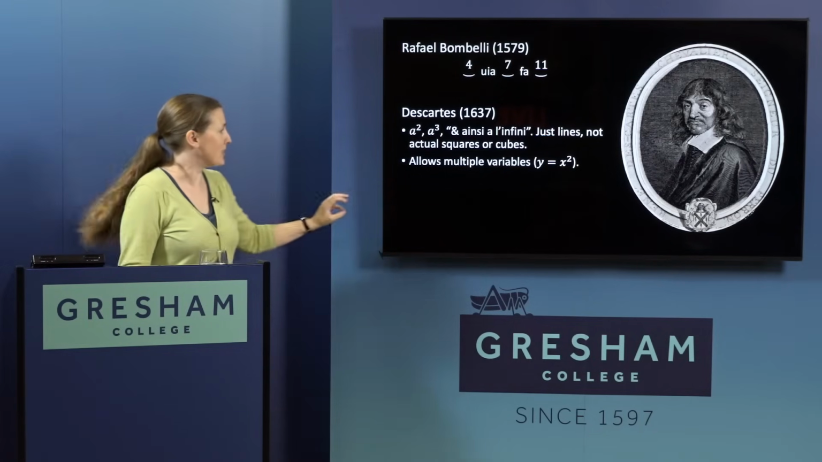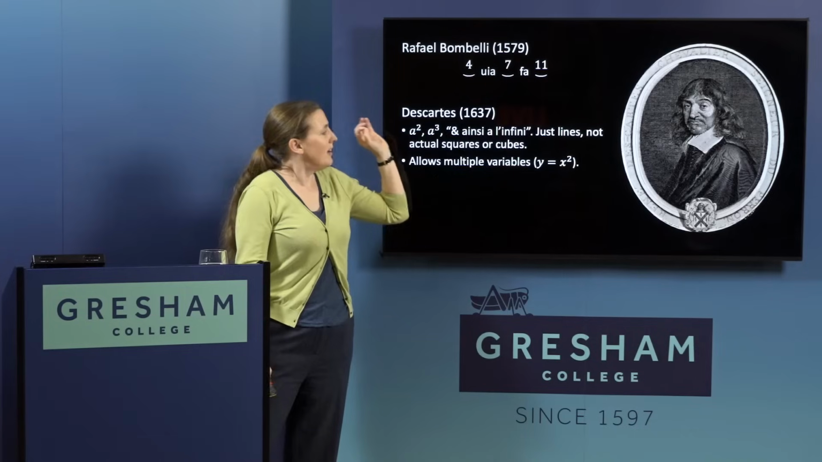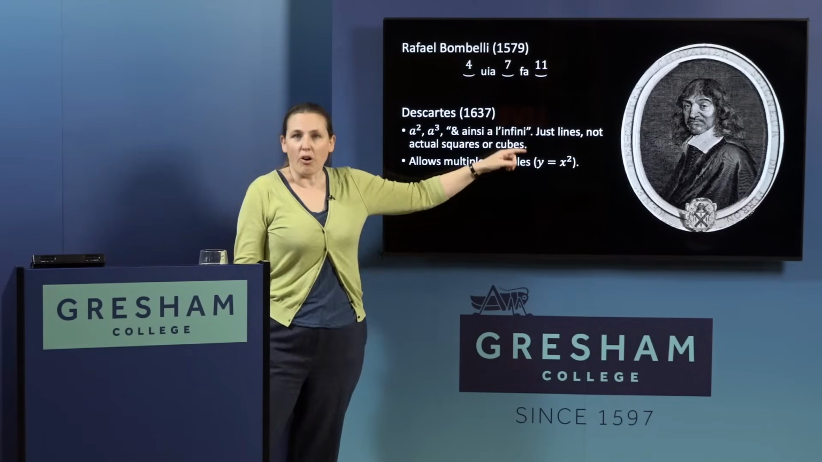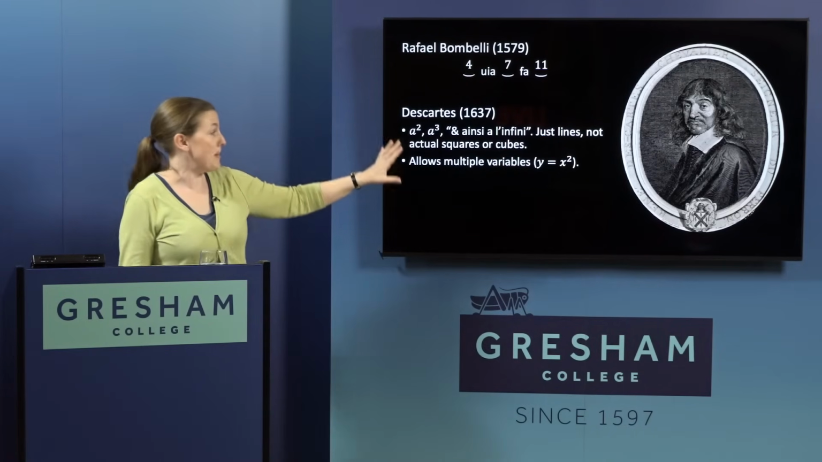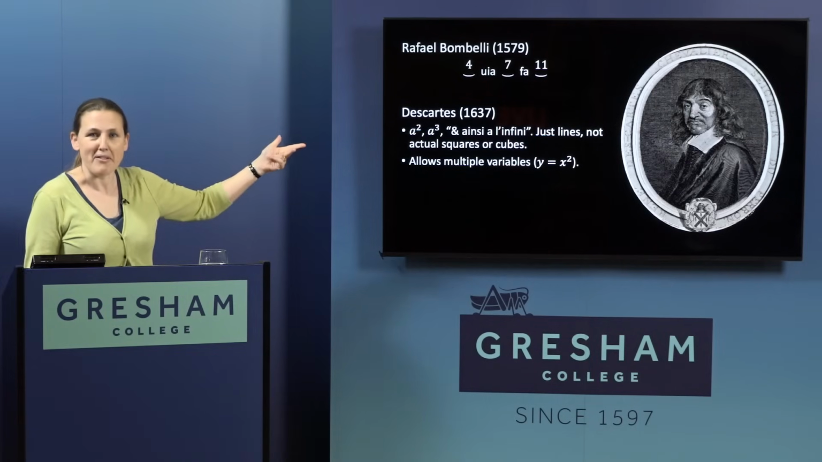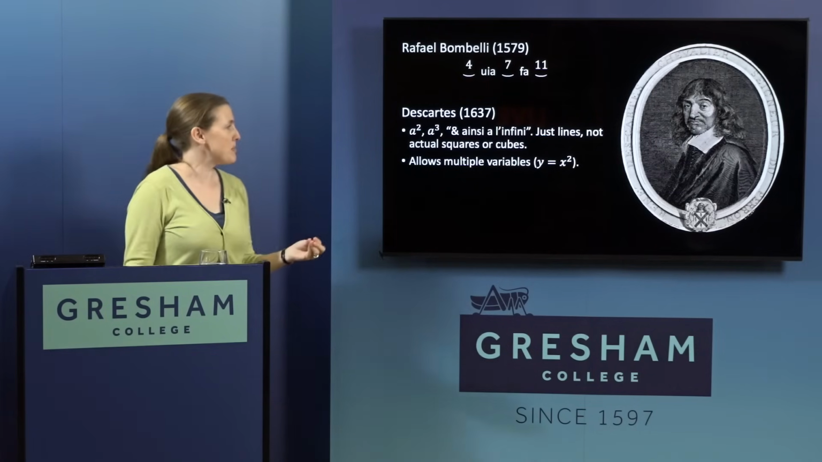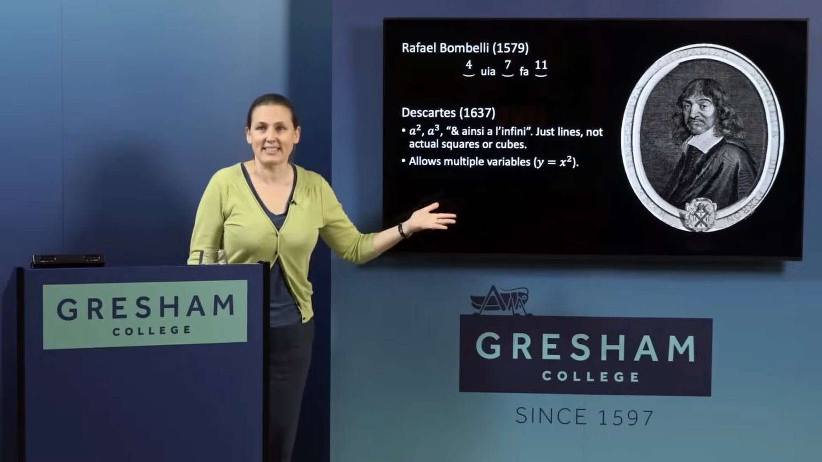So, there's a lot to talk about in this book, but he gives us the exponent notation. Another thing he gives us is the convention of having variables at the end of the alphabet, so x, y, z, those are variables, and constant terms at the start of the alphabet, a, b, and c. So, when we did the quadratic formula in school, we learned how to solve ax squared plus bx plus c equals 0. That convention is from Descartes.